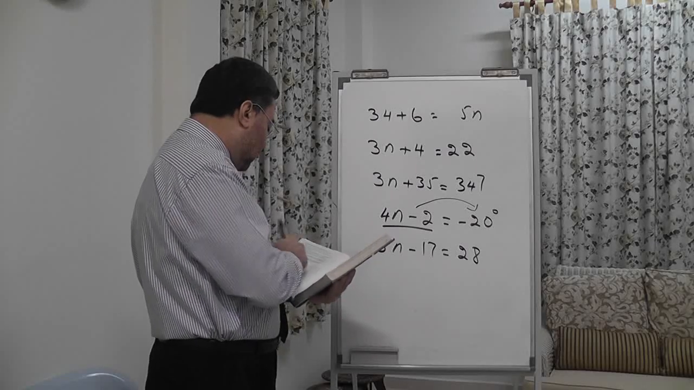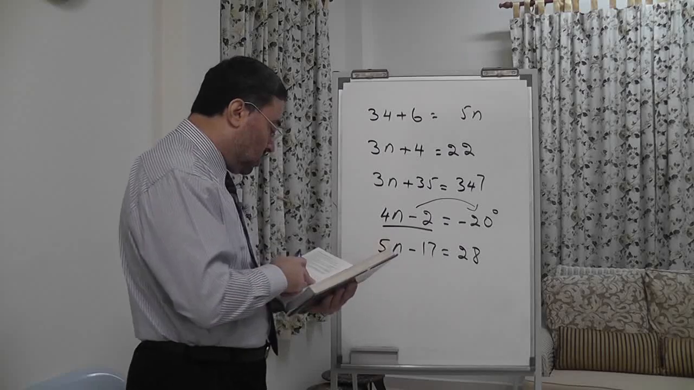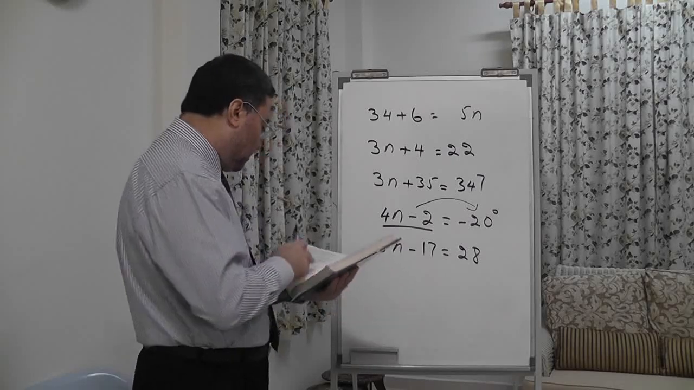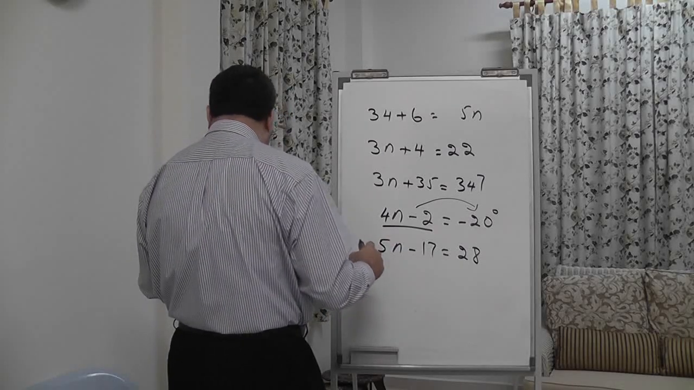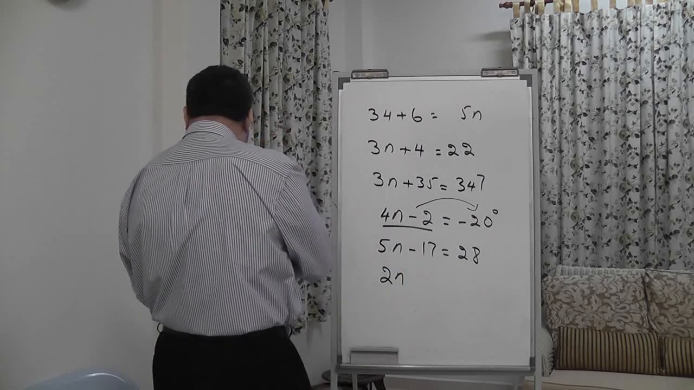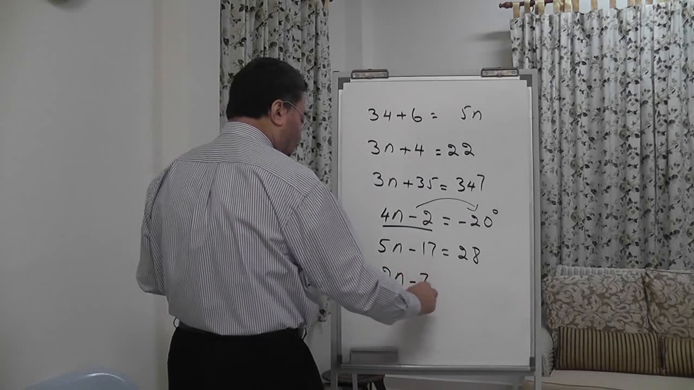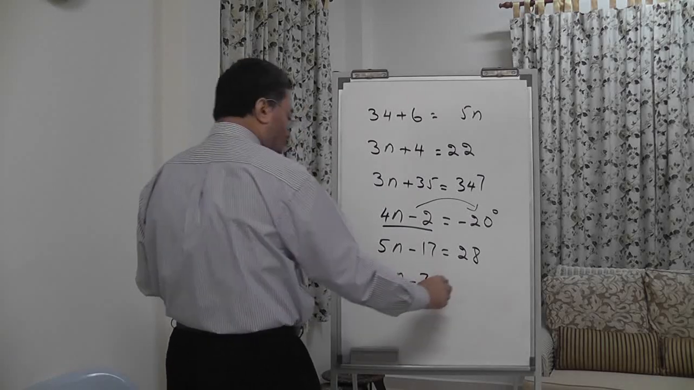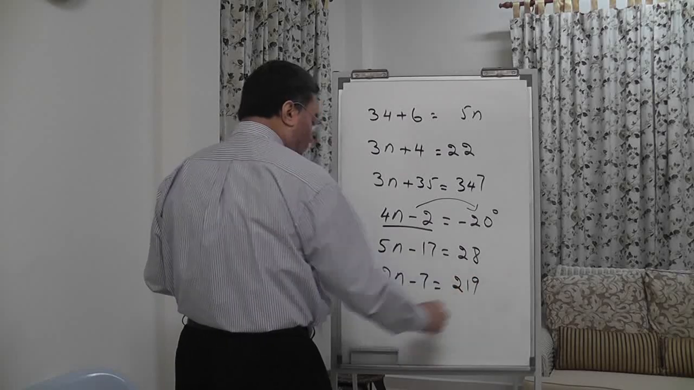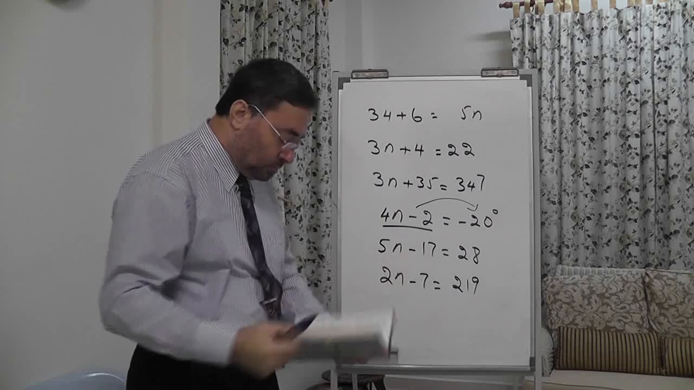Number 36, 7 pounds less than twice Jason's weight is 219 pounds. So twice Jason's weight is 2n, and we have 7 pounds less than this, so minus 7, that's equal to 219. So when we solve this, we get Jason's weight.